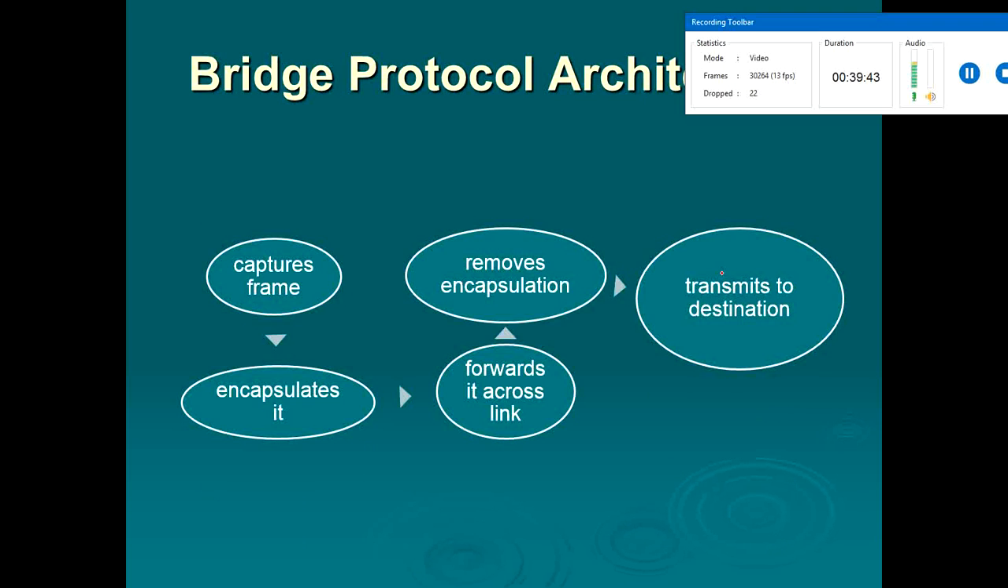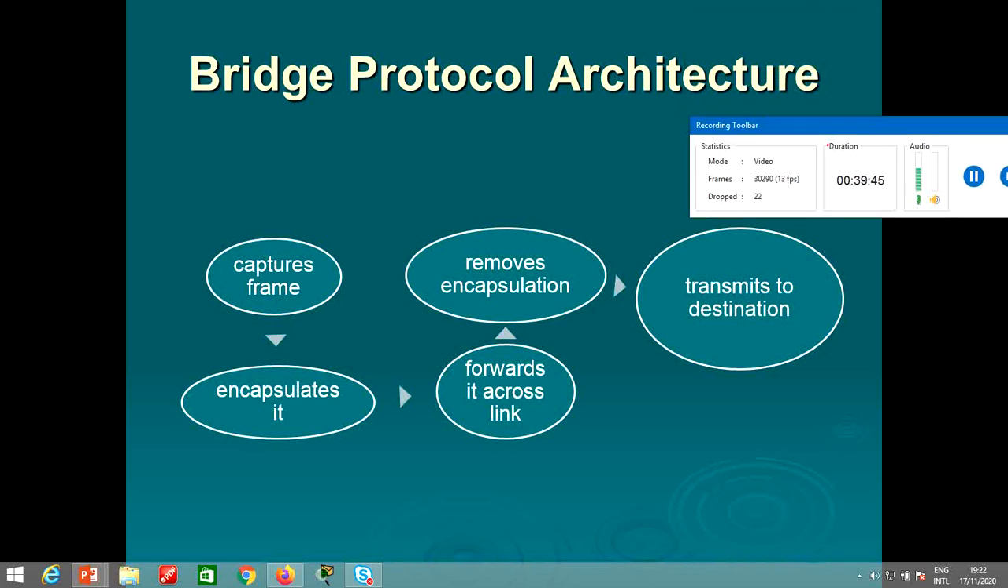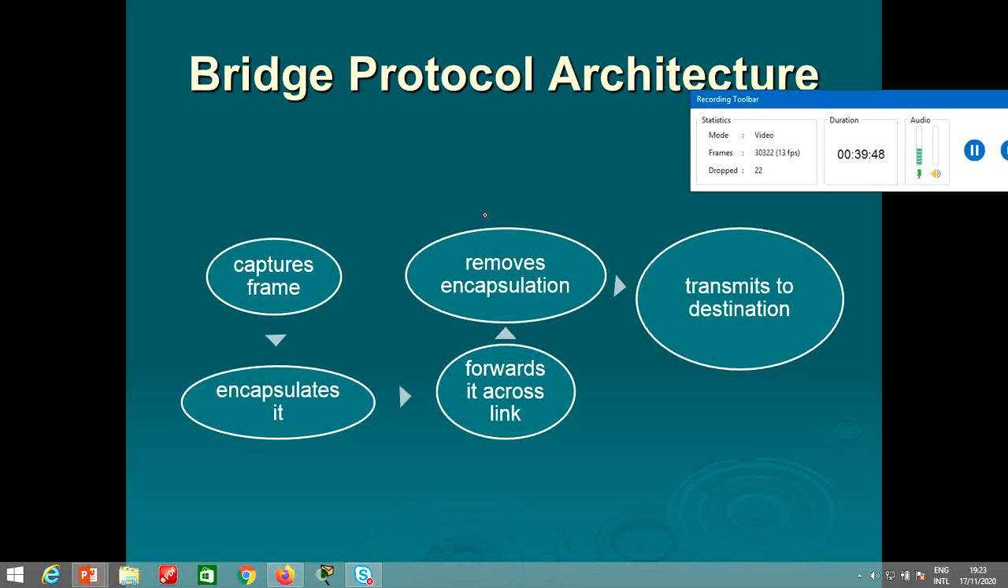Now let's talk about the bridge protocol architecture. What are the tasks? The bridge captures the frame, encapsulates it, forwards it across the link, removes the encapsulation, and then transmits to the destination. So this is what a bridge is expected to do.